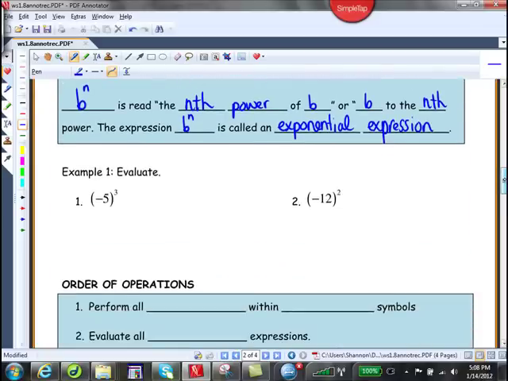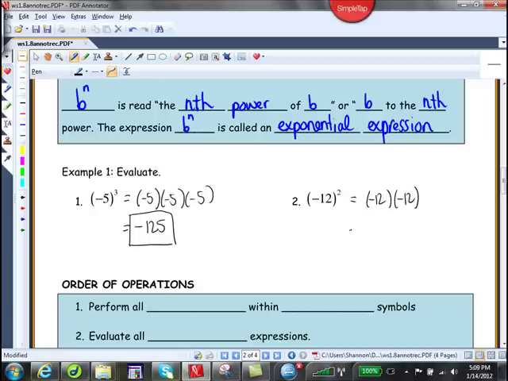Alright, so first example, negative 5 raised to the third power. So by definition, this is going to be negative 5 multiplied by itself 3 times. Now we have an odd number of negative signs, so we'll have a negative, and then 5 times 5 times 5 is 125. So we're all done. Negative 12 squared is negative 12 times negative 12, which is a positive 144.